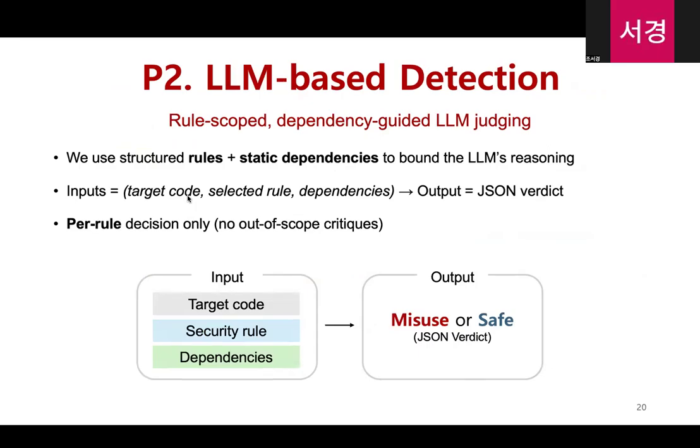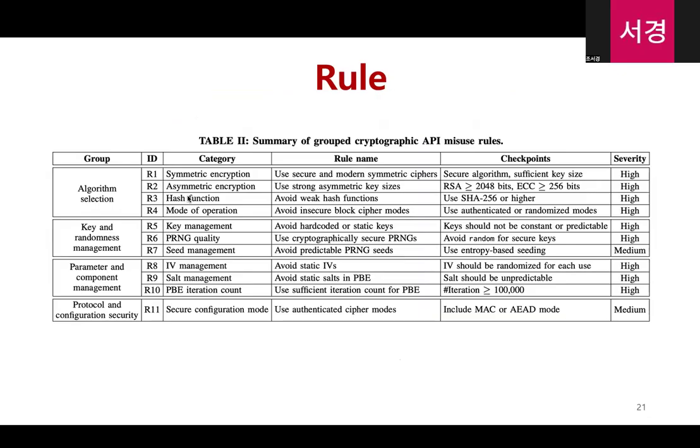Next, phase two. We use structured rules and static dependencies to bound the LLM's reasoning. Inputs are three things: the target code, the selected rule, and the dependencies. The model answers only within that rule scope. Next, our rule set: rules based on documents tightly bound the LLM's decisions.